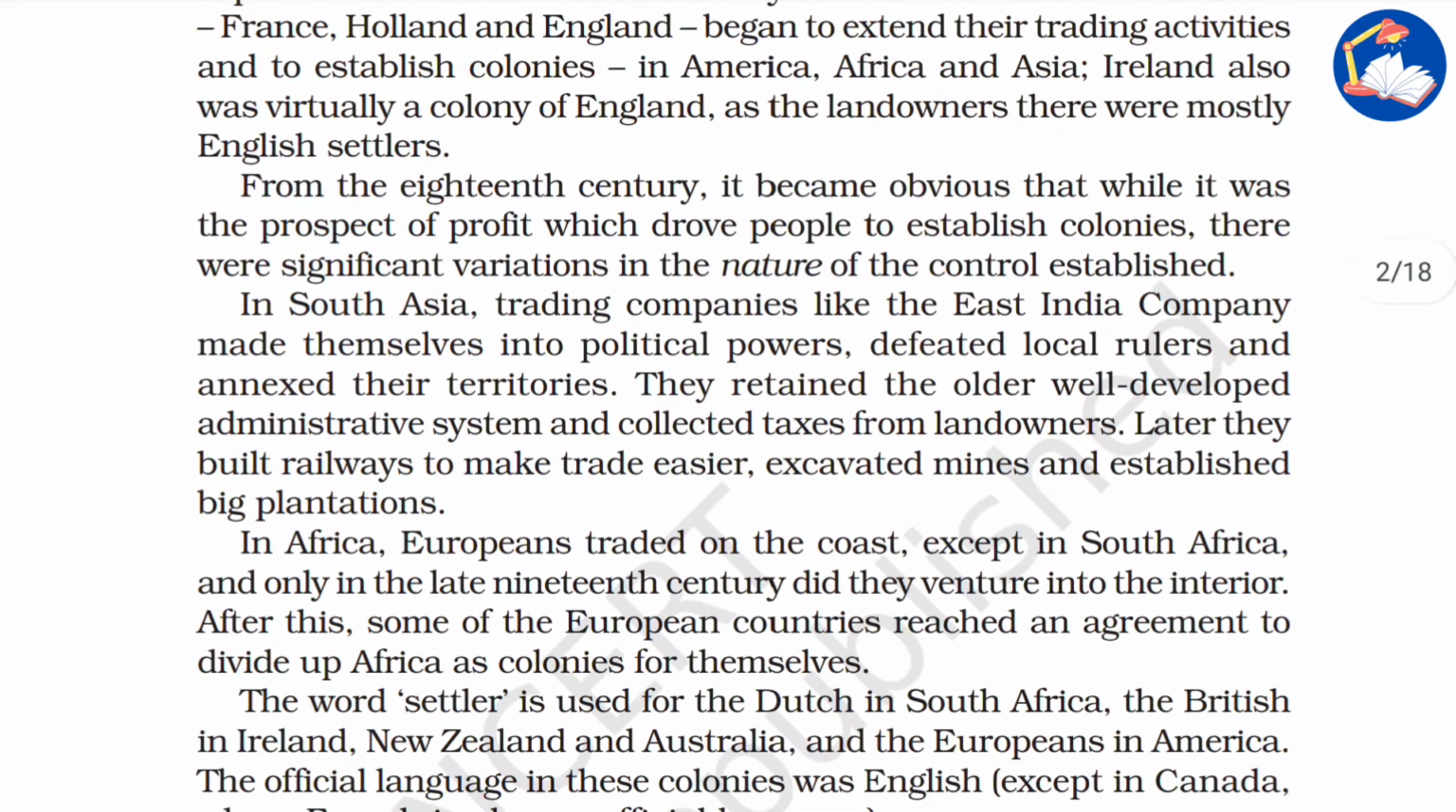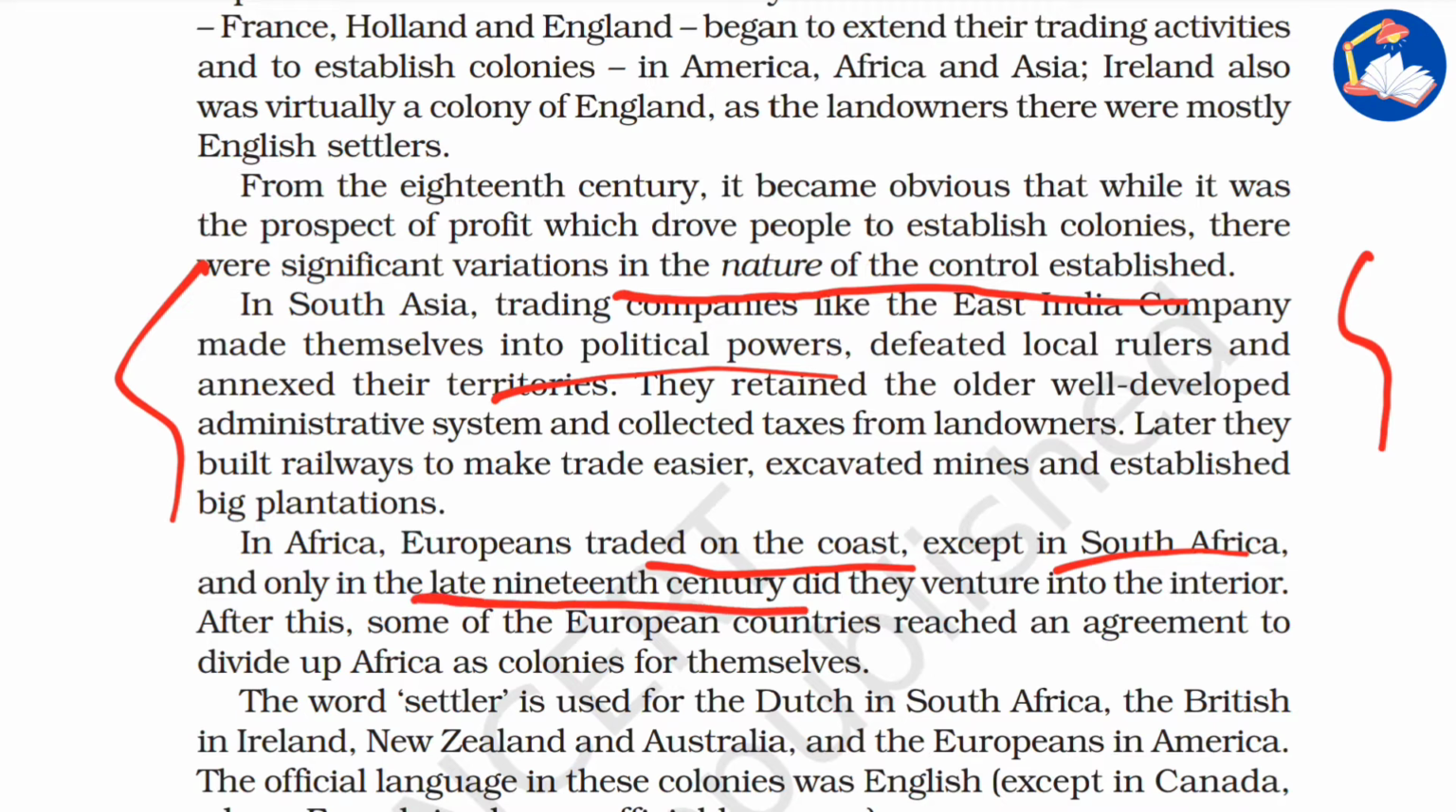From the 18th century, it became obvious that while it was the prospect of profit that drew people to establish colonies, there were significant variations in the nature of the control established. In South Asia, trading companies like the East India Company made themselves political powers. In our case also, they defeated our local rulers and began to rule our country. In Africa, Europeans traded on the coast, except in South Africa. Only in the late 19th century did they venture into the interior.